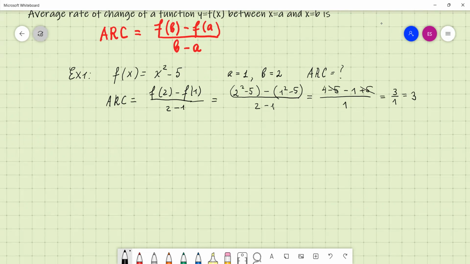This is not going to be the same for another interval. Let's check it for a different interval. So, same function, but a different interval.